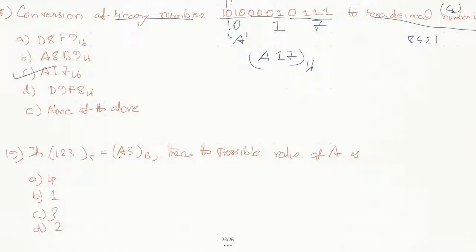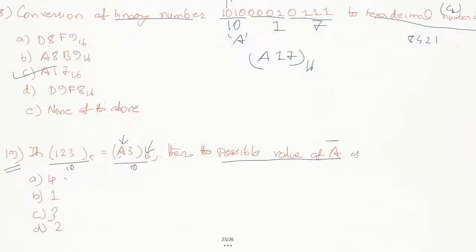Okay, so now let's start with question number 19. Now over here 2 numbers are given. The question is to find the possible value of A. B is a base and we are not sure about it, so we'll try to find the answer from the options itself. A best strategy would be to convert both of them into base 10, and then try and solve it.